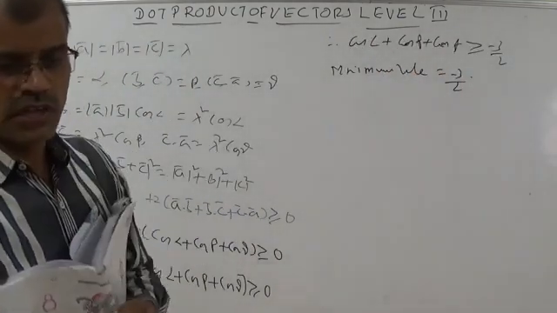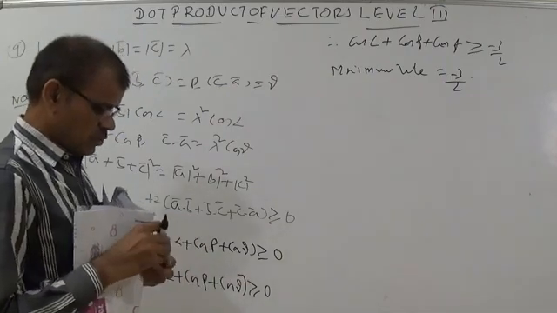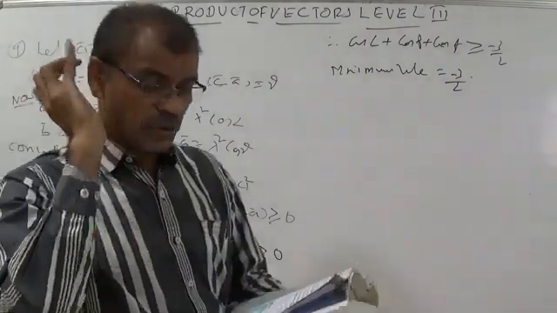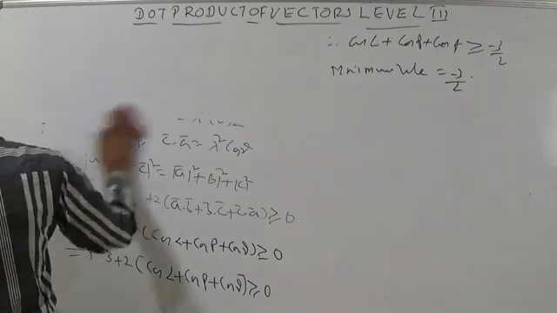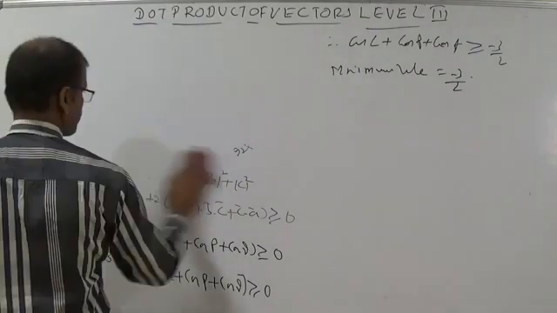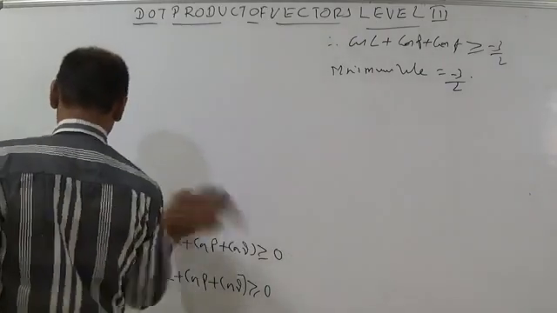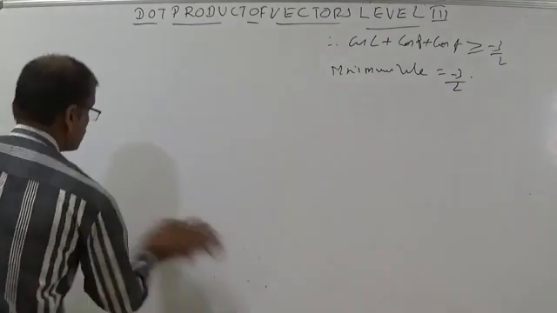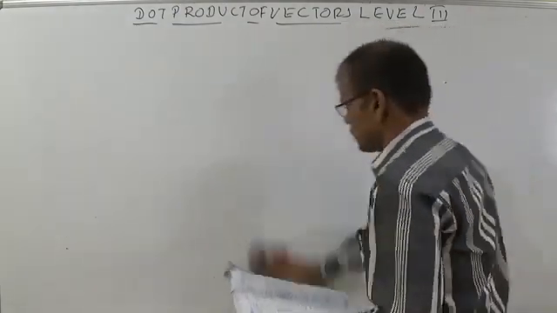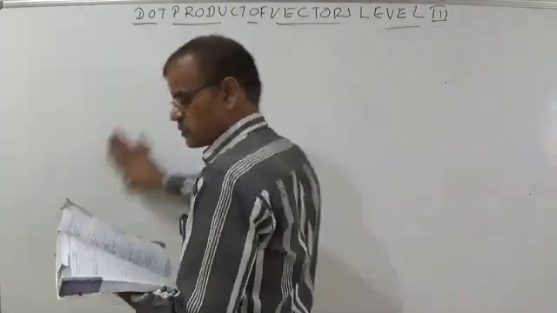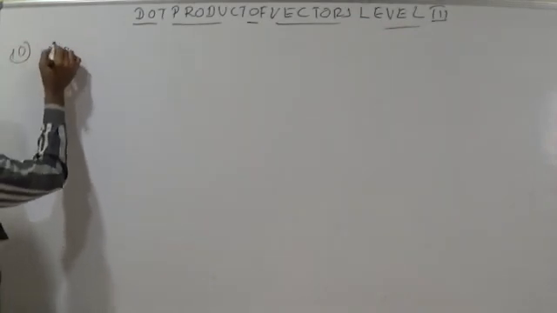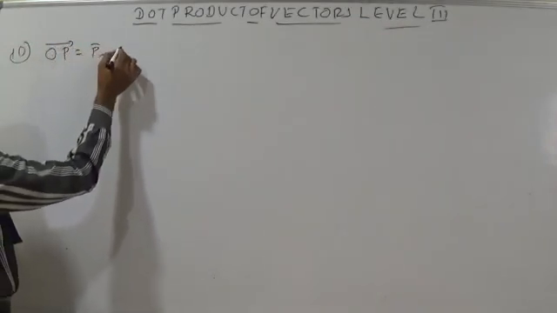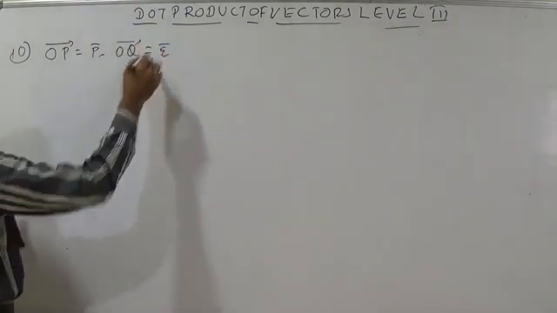Let us discuss the 10th question. What is the 10th question he has given? Let P bar, Q bar indicate vectors. P bar and Q bar are the position vectors of capital P and capital Q respectively with respect to O. So position vector concept: OP equal to P bar he has given. Write O capital P equal to P bar. Next, O capital Q equal to Q bar.